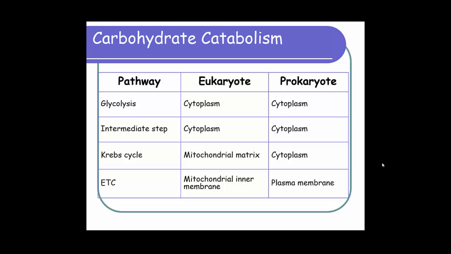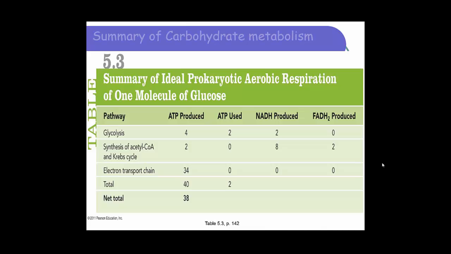This table shows where each step of carbohydrate catabolism occurs in both the eukaryotic and prokaryotic cell. We've mentioned each of these as we went through. This table on page 142 shows how many ATP are produced in each of the stages of carbohydrate metabolism, how many are used, and how many NADH and FADH2 are produced.